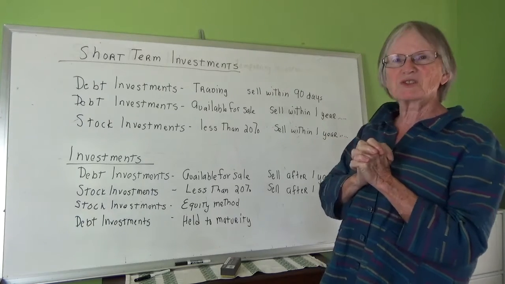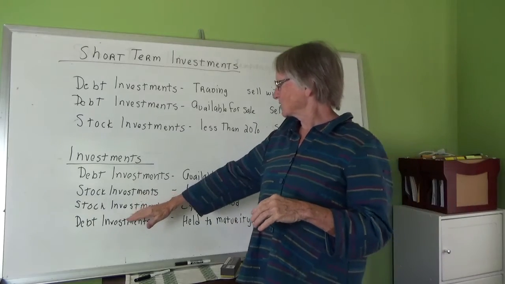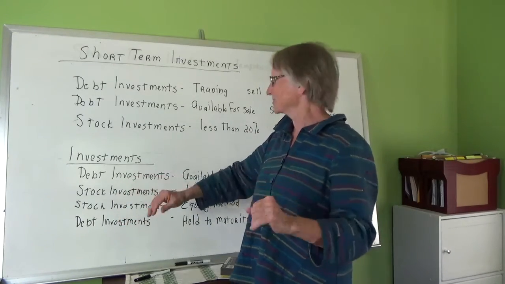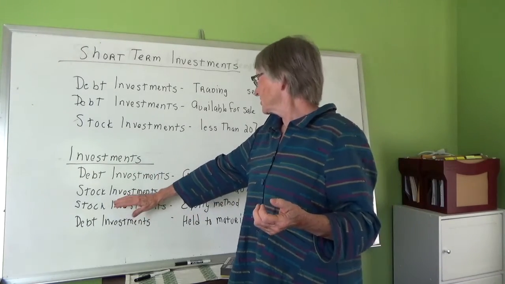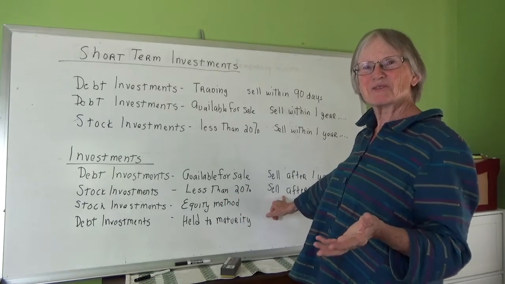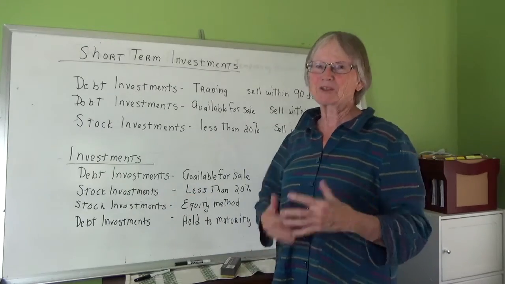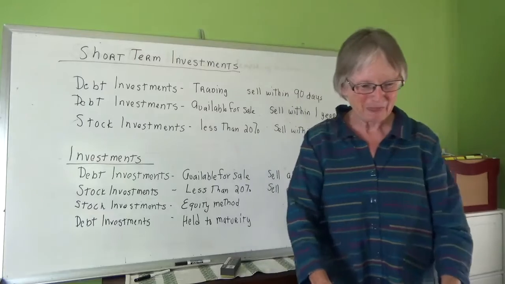The other place that your stock investments of less than 20% will land would be in your investments section. And this is jumping ahead a little bit, but I kind of have to do this because of the way things end up here. Your stock investments of less than 20% that management intends to sell after the current period would end up in the investment section. So they can end up in a couple of spots. Right now, this is all we're worried about.